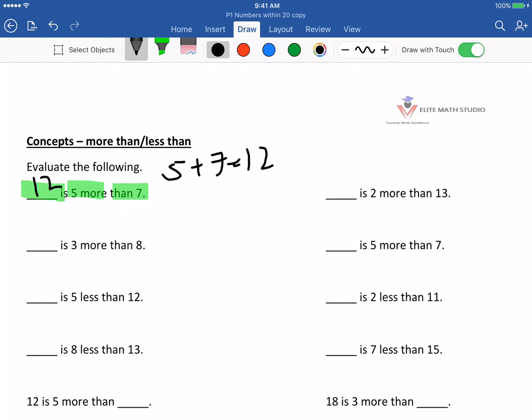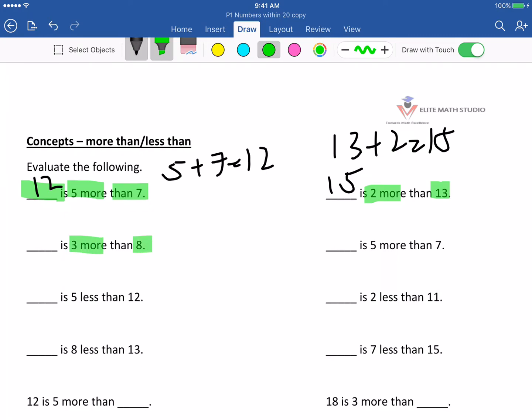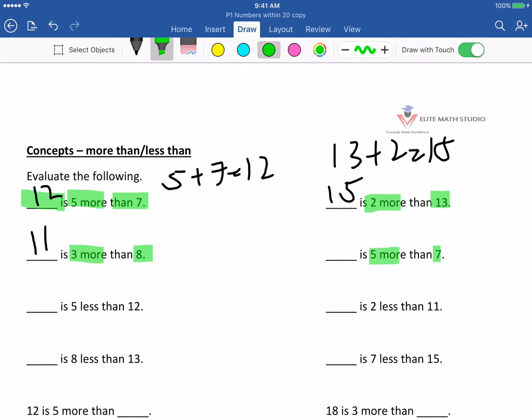12. Okay, same thing. What number is 2 more than 13? Just 13 plus 2. 15. Okay, next one. What number is 3 more than 8? It's just 3 plus 8, 11. Okay, next one. What number is 5 more than 7? It's just 5 plus 7, which equals 12. Same thing, if you can do it mentally it will be good. If you can't, just work it out.